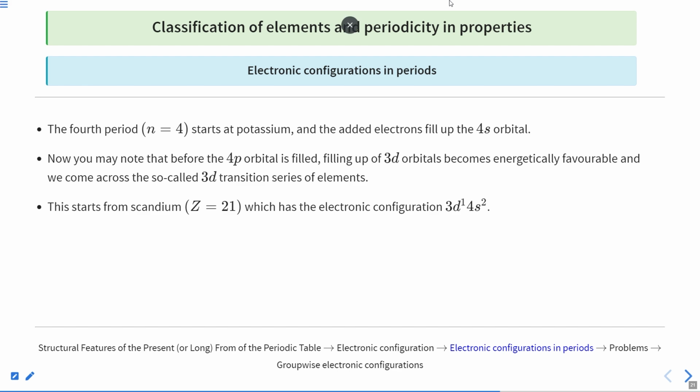If you go to the fourth period, then we have what? We start at potassium, in which we are filling the 4s orbital. Now the 4p orbital is filled after the filling of the 3d orbital. Note that before the 4p orbital, the 3d is filled, so this is energetically favorable. So first 3d is filled, then 4p is filled. And we come across the so-called 3d transition series of elements. They start from scandium, which has the electronic configuration 3d1, 4s2.